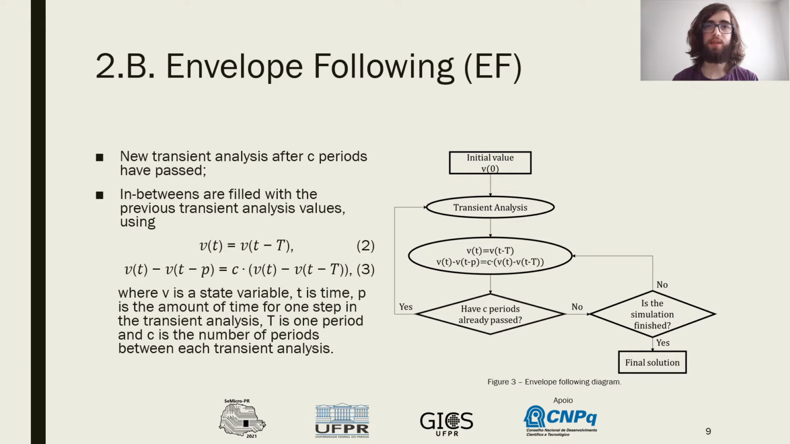Based on the shooting method, the envelope following is capable of simulating circuits with non-periodic stimuli. It does so by running new transient analysis after C periods have passed. The in-betweens are filled using equations 2 and 3, which replicate the results of the previous transient analysis. Once the established final instant of time is reached, the simulation ends, as can be seen by the diagram on the right.